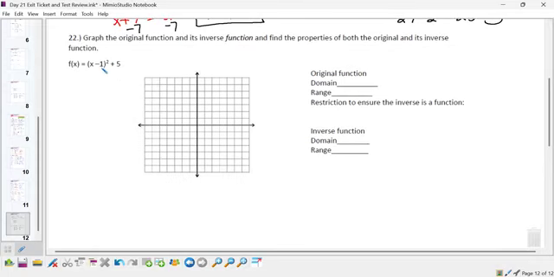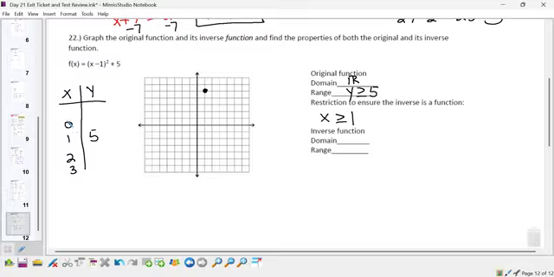So right here, I see I've got 1, 5 as my vertex, and I see that it opens up because it's not negative in the front, so it's going to be x is greater than or equal to 1. Because the vertex is 1, 5. Oops, I said 1, I meant 5. Because the vertex is 1, 5, I know that the restriction needs to be x is greater than or equal to 1.